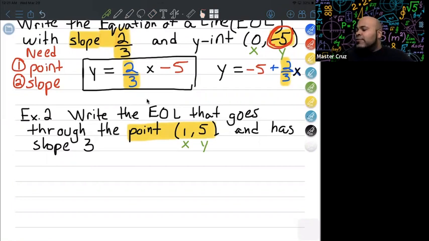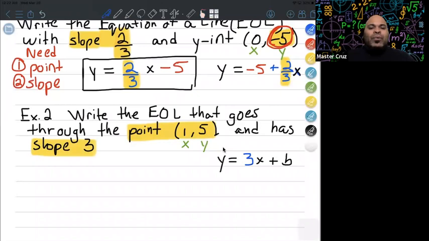Well, we know what the final answer needs to look like. Our final answer needs to look like y equals mx plus b. And with the given information, we have the slope. They say that the slope is 3. So I can automatically erase that m and write down a 3 here because I know that's the slope. However, in this case, I'm given a point that is (1, 5), but that point is not the y-intercept. And the reason I know it's not the y-intercept is because x is not 0. So I cannot just plug it in.